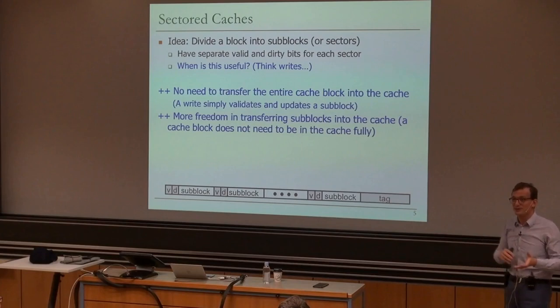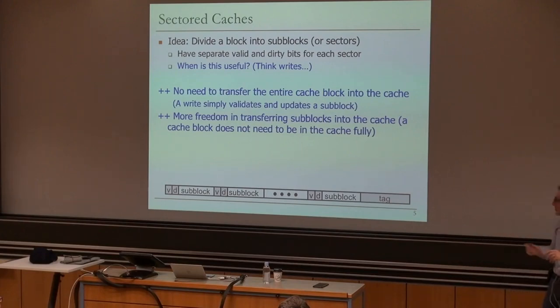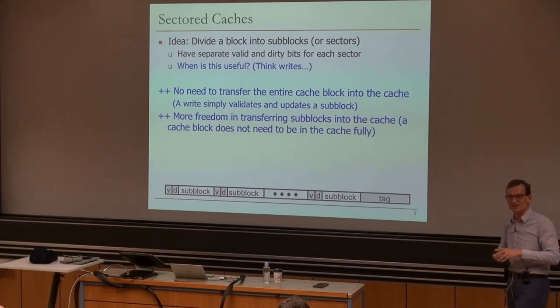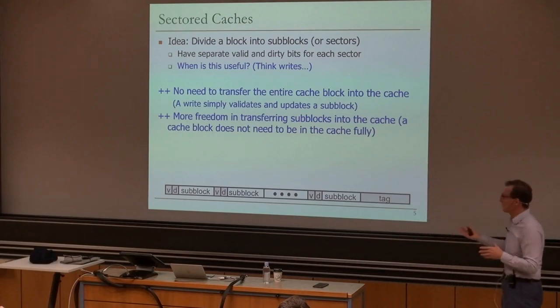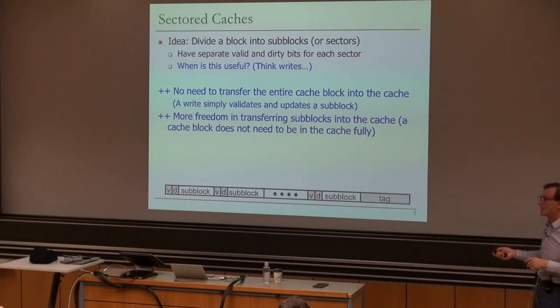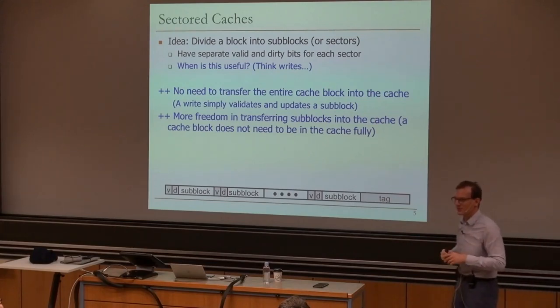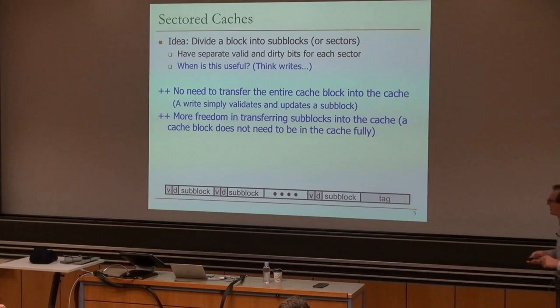Of course, this works better if you have a predictor that says, oh, maybe I'm going to touch these sub-blocks within this block. And people have actually devised those predictors. There's a lot of literature on that topic. So you can have a predictor that says, I'm going to touch sub-blocks 1, 5, 7 in this block, so just bring those. This is called spatial footprint prediction. You're really predicting the footprint that you have within a block. And there are interesting, nice papers related to it.